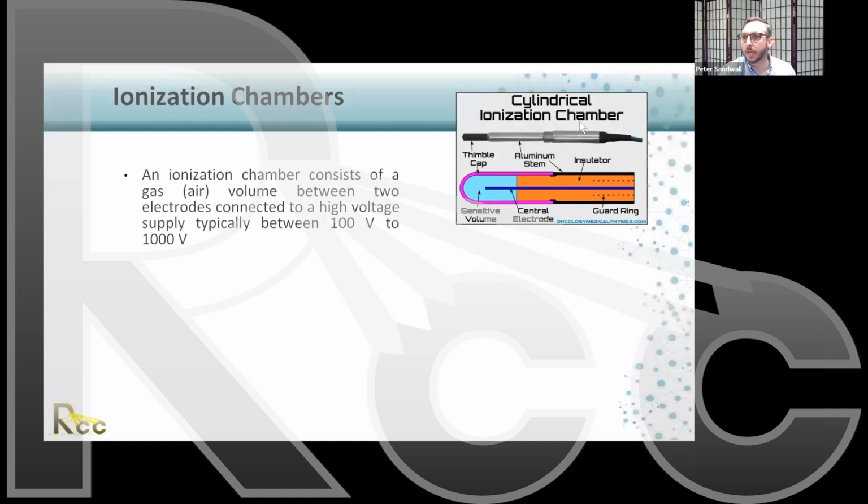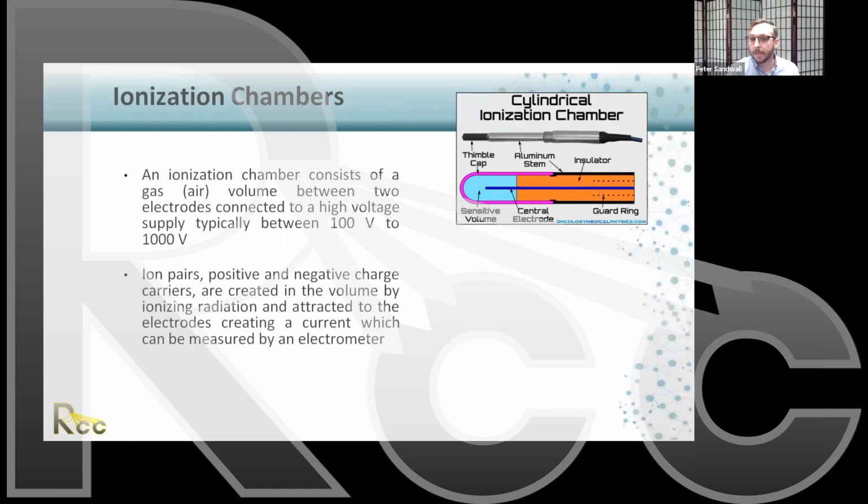So we're going to talk about the cylindrical ion chamber, the Farmer, first. This graphic isn't really a picture of a Farmer. It's just a picture of a thimble chamber. You've got the sensitive volume, which is that air, the central electrode, the thimble cap, which is the wall, and you've also got an insulator or guard ring. The ion pairs, both positive and negative charge carriers, are created in the volume by ionizing radiation and attracted to the electrodes, creating a current which can be measured by an electrometer.